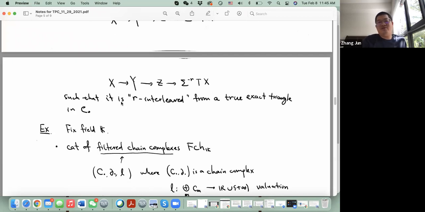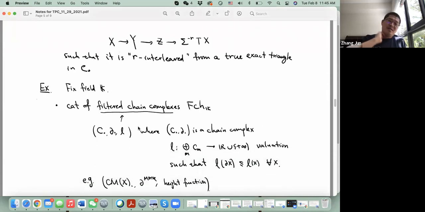For those people who actually know the story: if you want to define R-interleaved for a triangle, you have to count how much weight of the homotopy there is. The weight of the homotopy will be added up in the cone, so you will not have a nice R. You have some R plus something, and R. You can do that, but the algebra looks quite complicated.